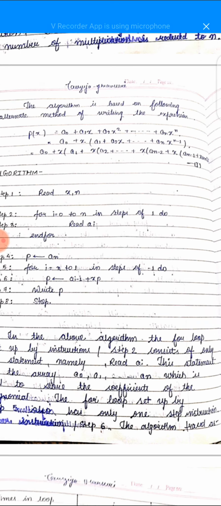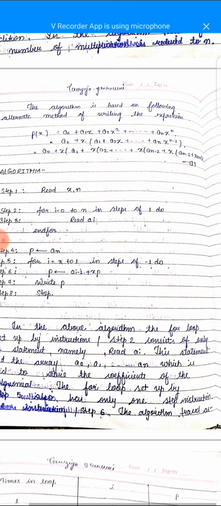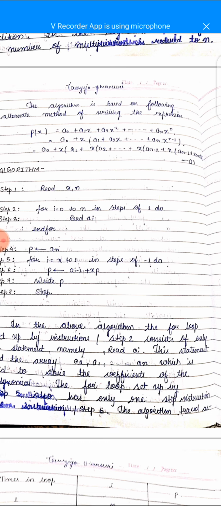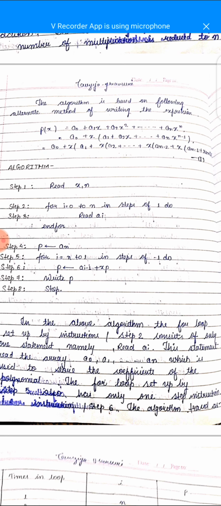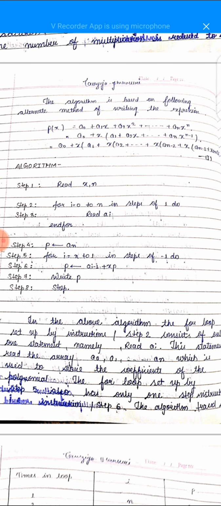Thus, the algorithm is based on the following alternative method of writing the equation, that is p(x) = a_0 + a_1 x + a_2 x^2 + ... + a_n x^n, which is a_0 + x(a_1 + x(a_2 + ... + x(a_(n-2) + x(a_(n-1) + x a_n)))). We will call this equation number 1.